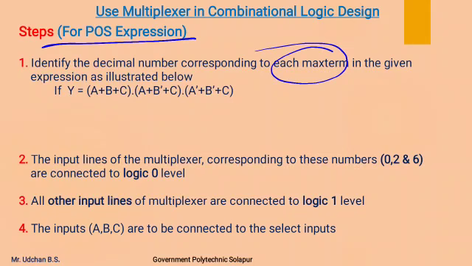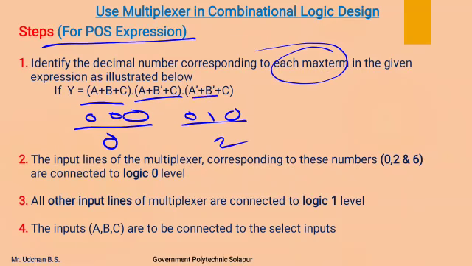Now here, this is A plus B plus C, which means it is 0 0 0. Here we are going to consider the normal variable as 0 and the complemented as 1, as the equation is in POS expression, so its decimal equivalent will be 0. For A plus B bar plus C, the binary equivalent is 0 1 0, so its decimal equivalent will be 2. For A bar plus B bar plus C, the binary equivalent is 1 1 0, and its decimal equivalent will be 6.